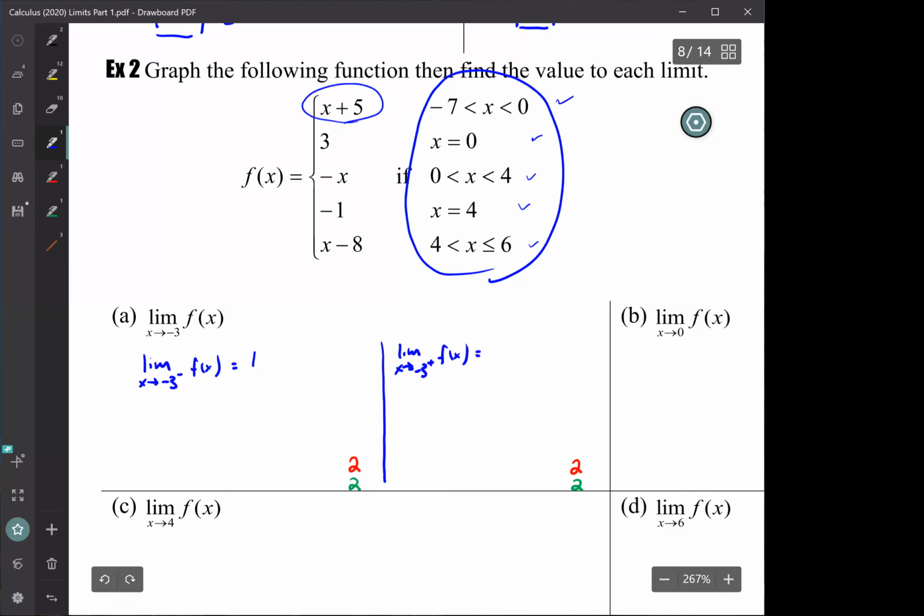So your left limit, x approaching -3 from the left, and then you fill in the function. Got it so far? Yeah. Once you figure out the piece, you just plug in -3. What do you get? Two. Yeah, so -3 plus 5, which will be 2. Understand now? Yeah.